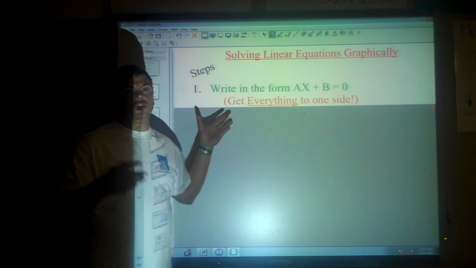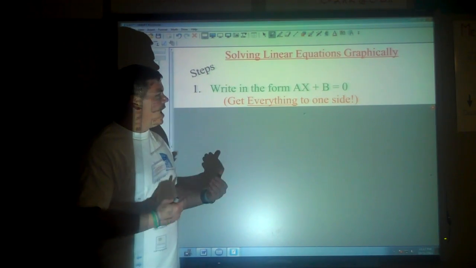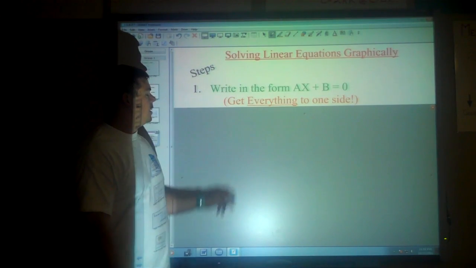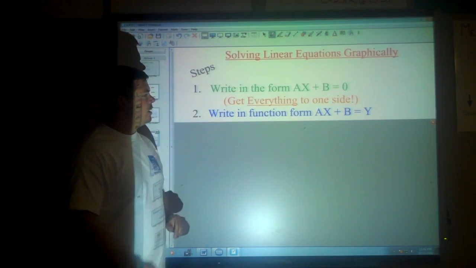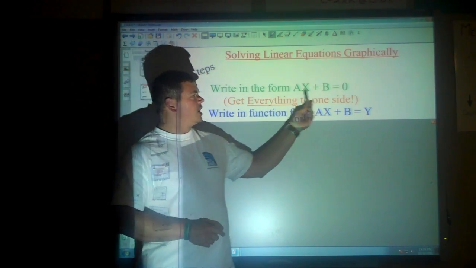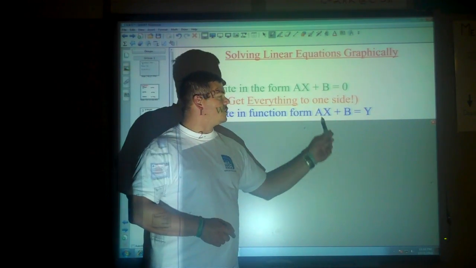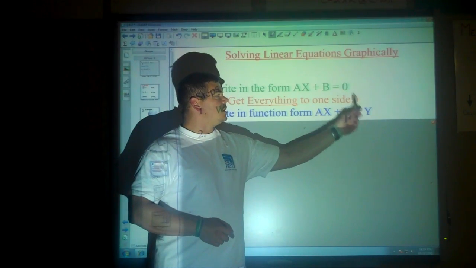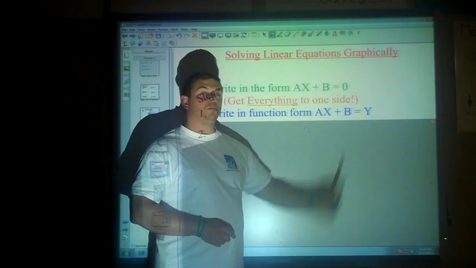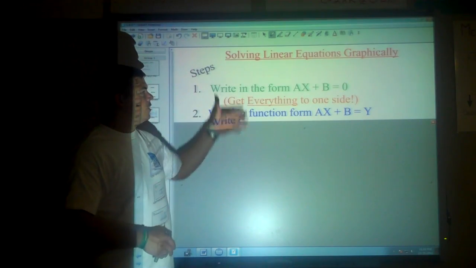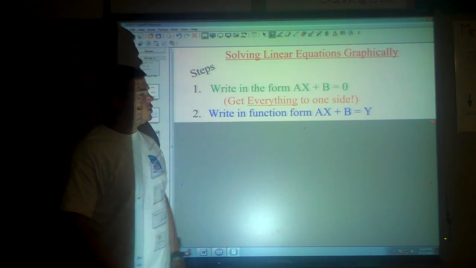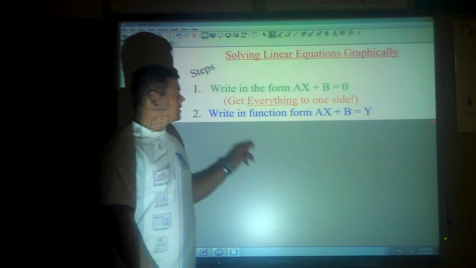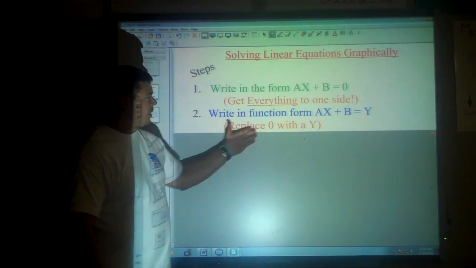This may already be done for you. It's possible that the equation is already written equal to 0. But if it's not, play the shuffling game and move everything onto one side. Step number 2, write it into function form. If you look at this here in the green, ax plus b equals 0, and this in the blue, ax plus b equals y, the only difference is this 0. You replace the 0 with the y. There couldn't be an easier step than step number 2. Just get rid of that 0 and replace it with a y. And I'm going to explain why that's the case.